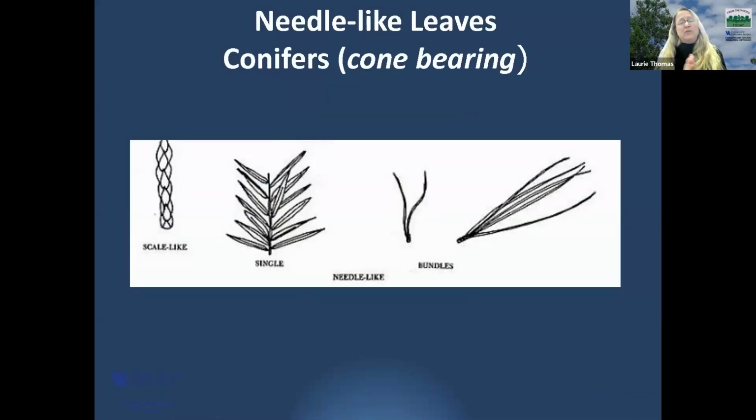Okay, so let's get our needle-like leaves or our conifers out of the way, since there's not nearly as many of them. So our needle-like leaves can be scale-like, this kind of overlapping, which we would think of as our cedar trees. The needles can be arranged singly, so it's just one little needle stuck to the twig, or our needles can be in bundles like we see here. And counting the number of needles in a bundle is one of those characteristics you look at to tell different pine trees from each other.